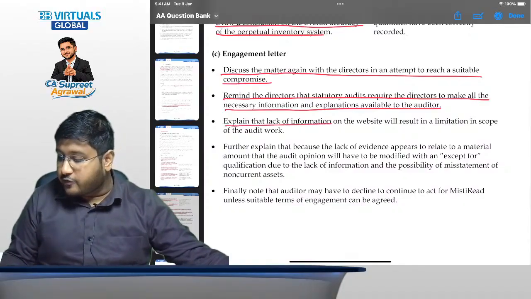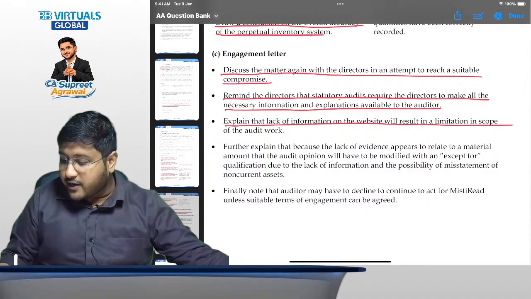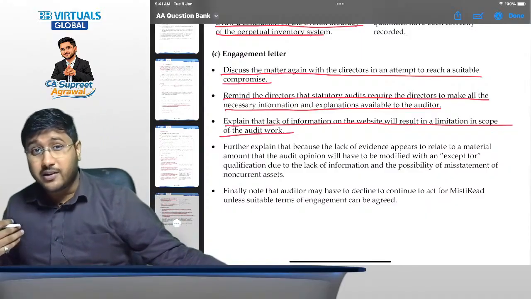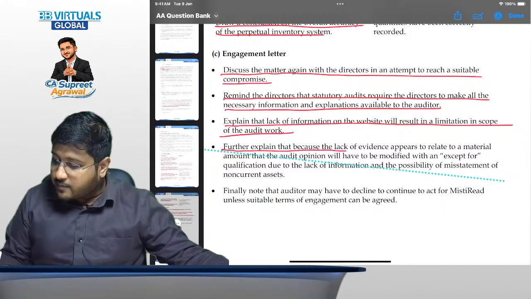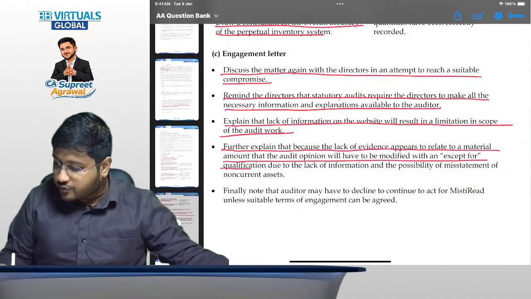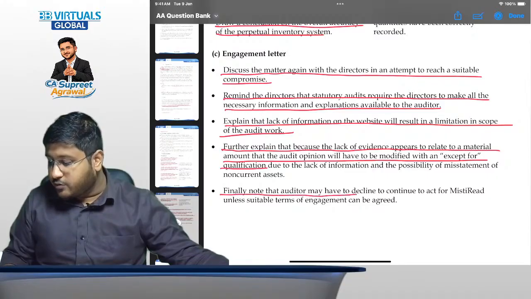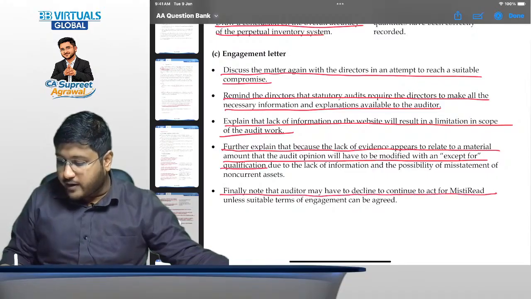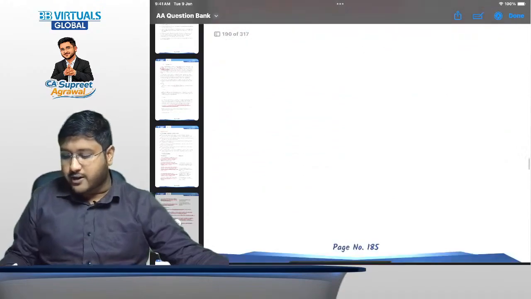Then explain that lack of information will result in a limitation in the scope of the audit work, and the auditor might be required to resign also. Further explain that because the lack of evidence appears to relate to a material amount, the audit opinion will have to be modified with an except-for qualification. And finally note that the auditor may have to decline to continue to act for the company unless suitable terms of engagement can be agreed.